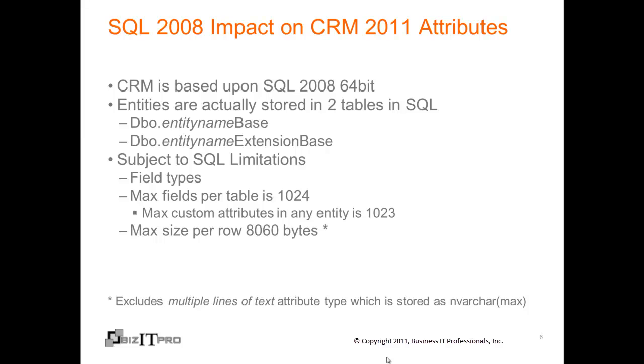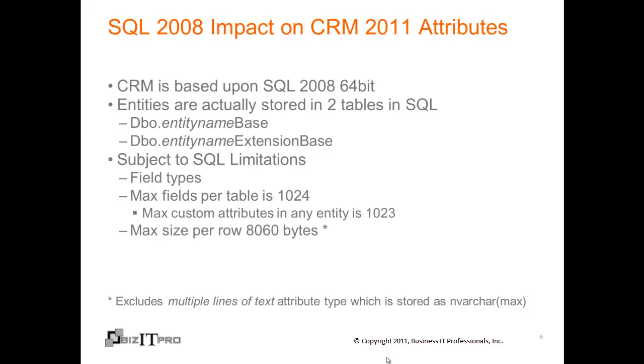Before we get too far into customizing attributes, let's talk about the basics. We want to take a look at what the SQL impact is on the CRM 2011 attributes. Since CRM sits on top of a SQL 2008 64-bit database, that means that we are restricted by SQL 2008 rules. CRM entities are actually stored in two different tables in SQL: the entity name base file and the entity name extension base file. The entity name base file contains all of the attributes created by CRM.